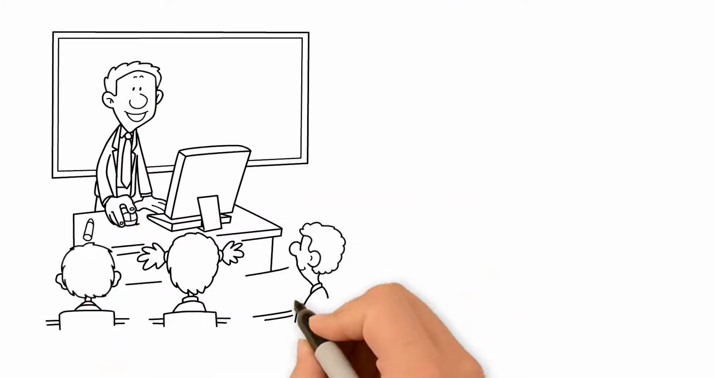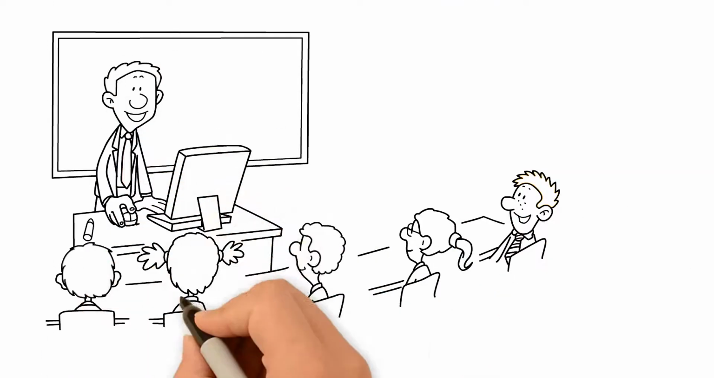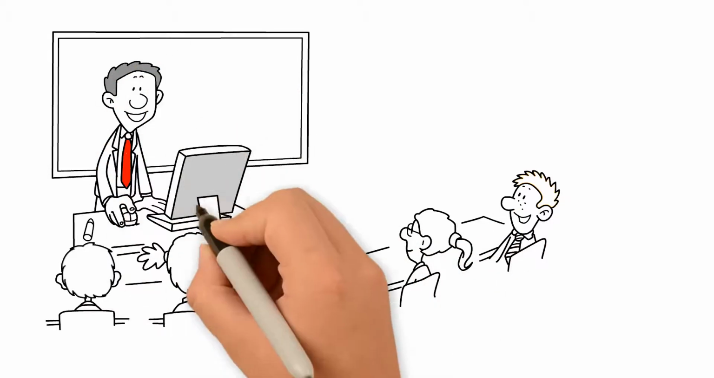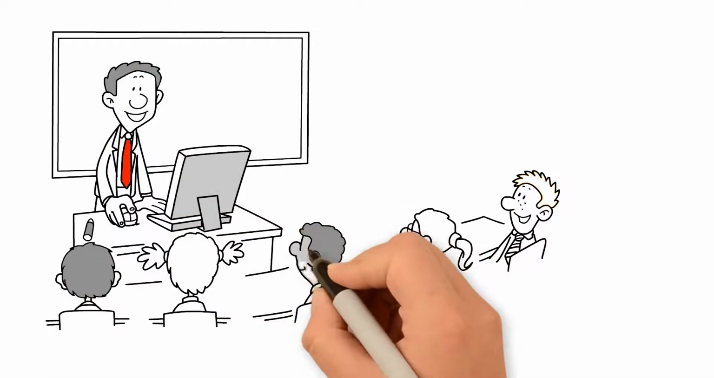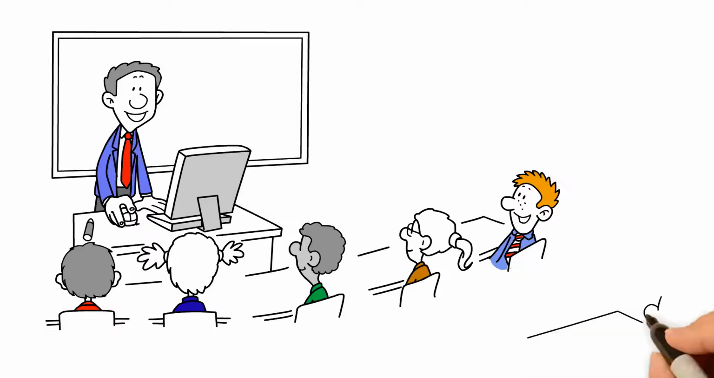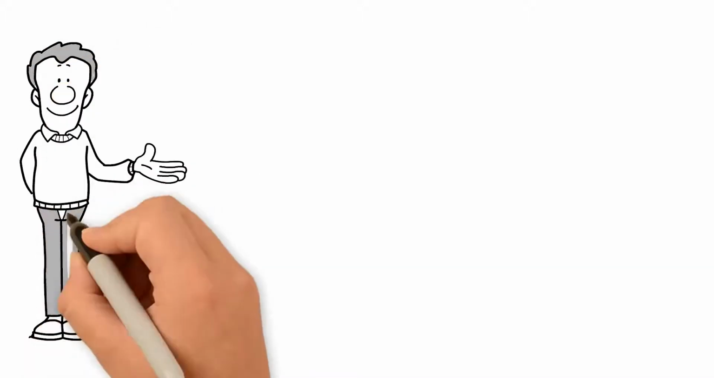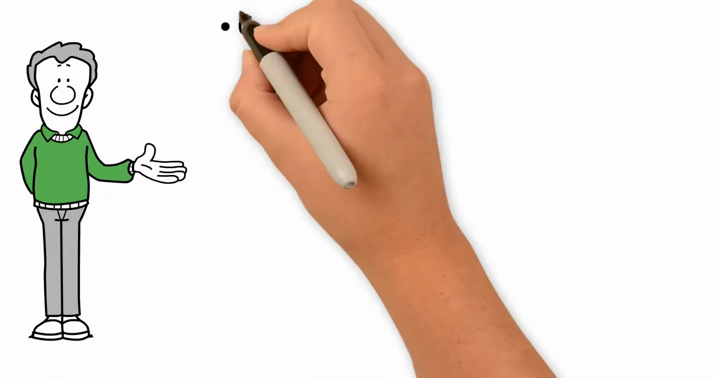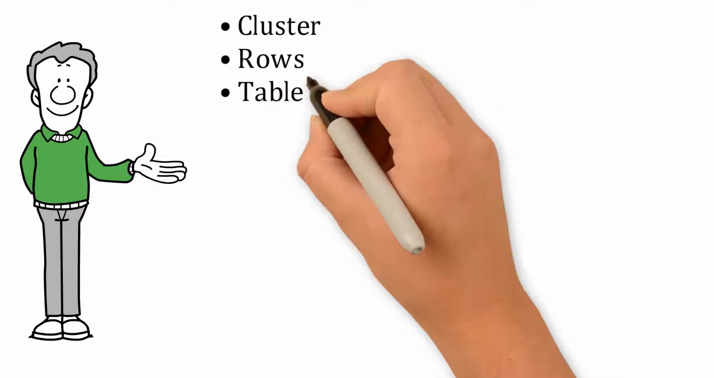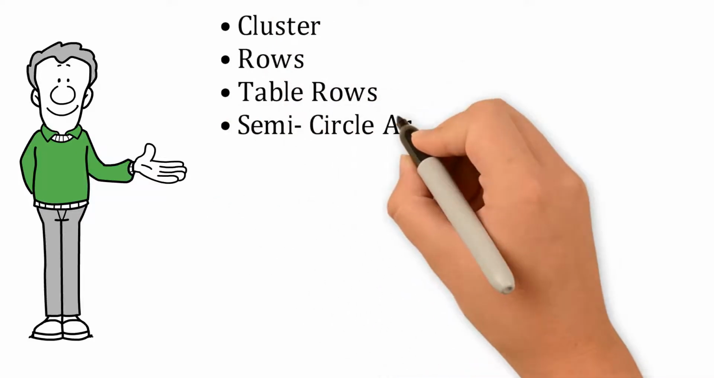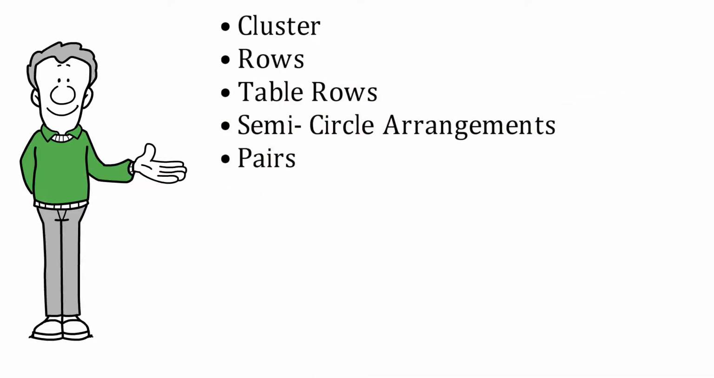is important. When arranging the seating in a class, it's important to remember that students seated in the center or the front of the classroom tend to interact with the teacher more frequently, and that the number of behavioral problems tend to increase as the students sit further back from the teacher. There are 5 recommended arrangements that teachers can use to arrange seating in the ESL environment. They are cluster, rows, table rows, semicircle arrangements, and pairs.